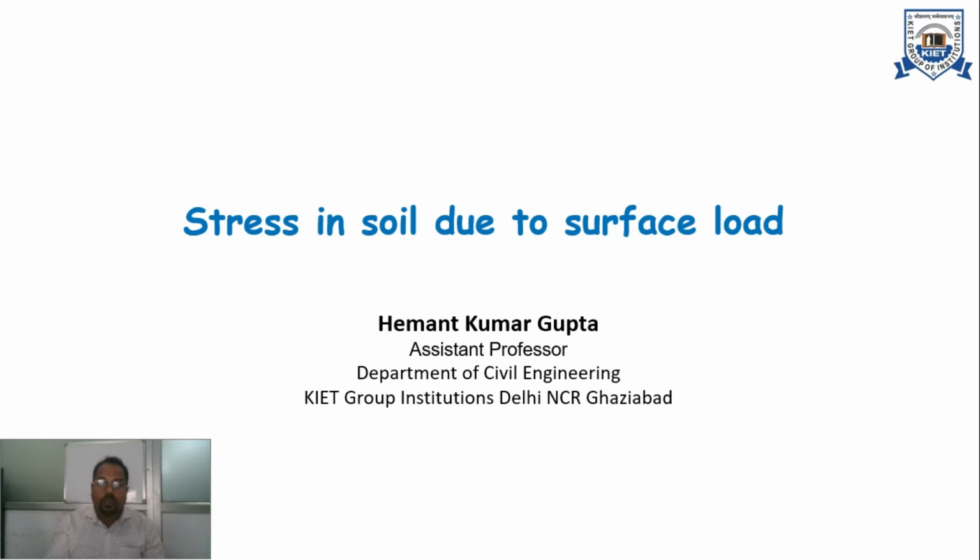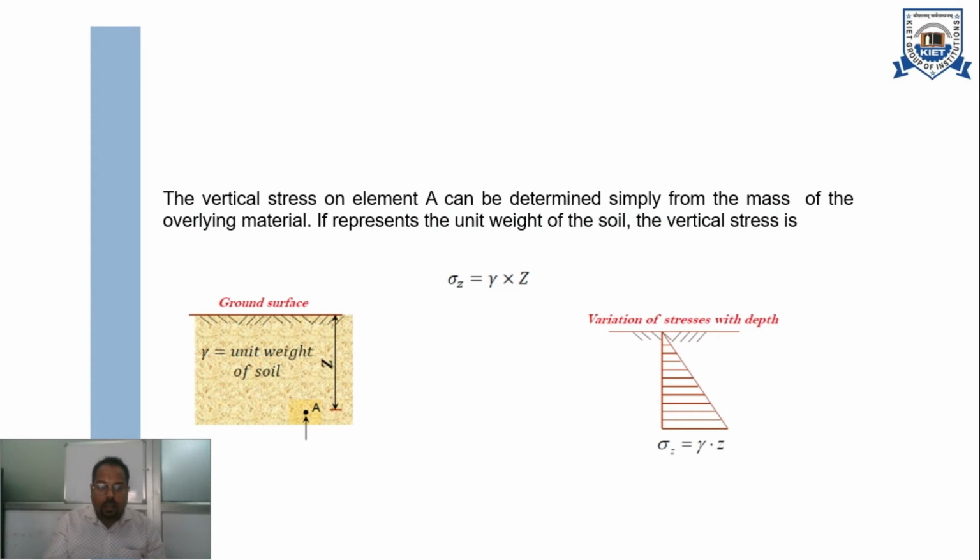In today's video, we will discuss stress in soil due to surface loads. When the vertical stress on an element A is sigma z, it can be estimated by a simple formula: sigma z equals gamma into z. The vertical stress on element A can be determined simply from the mass of the overlying material. If we represent the unit weight of soil by gamma and the vertical stress by sigma z, then sigma z equals gamma into z.